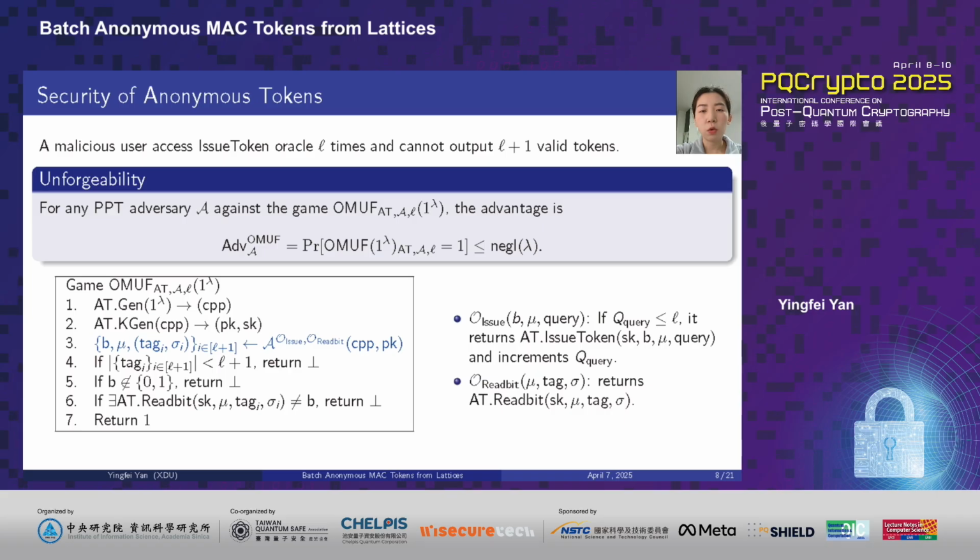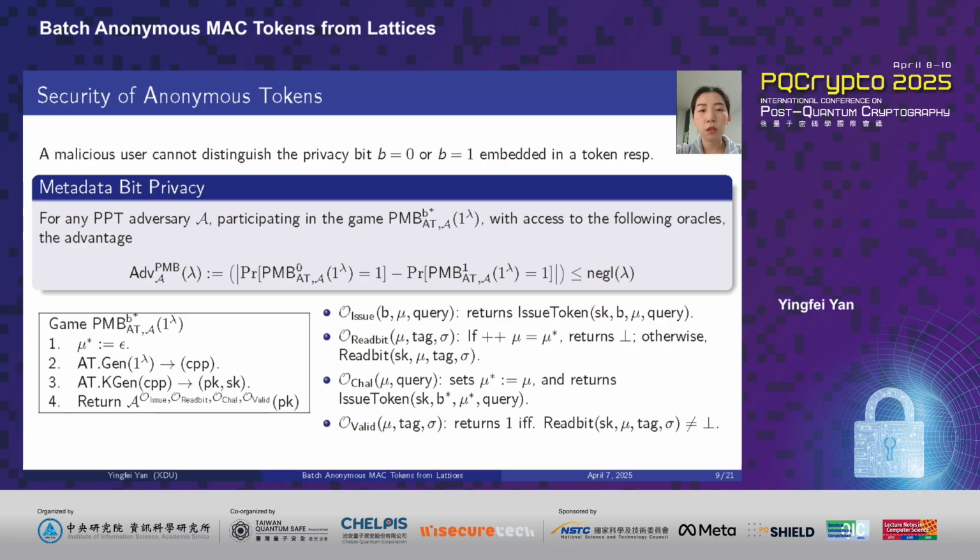Formally, for any adversary A in this game, the adversary gets L token queries via the issue oracle, but to win they must output L+1 distinct valid tokens. The game enforces 3 key checks. First, no duplicate tags. Second, all metadata bits must be valid. And finally, every token must pass the read bit verification. So our security requires that the advantage is negligible, meaning forging a token is practically impossible.